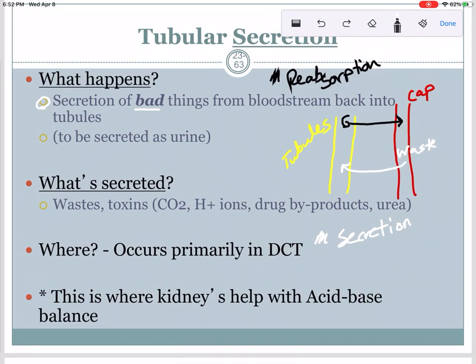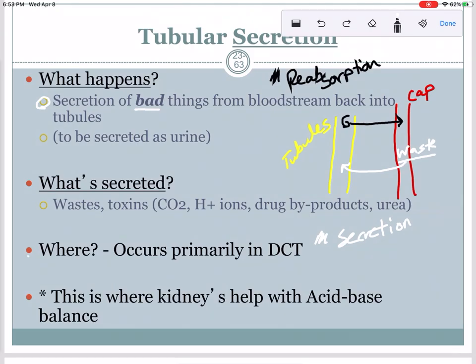So that's why it's important to know. In tubular secretion, we have waste products that are moving from the bloodstream into the tubules. Think about it. We don't want waste to stay in the bloodstream. So if, after the initial glomerular filtration, there are some waste products left in the blood, we don't want to keep the waste products in the blood, so we secrete them into the tubules, because whatever's in the tubules goes on to become urine.